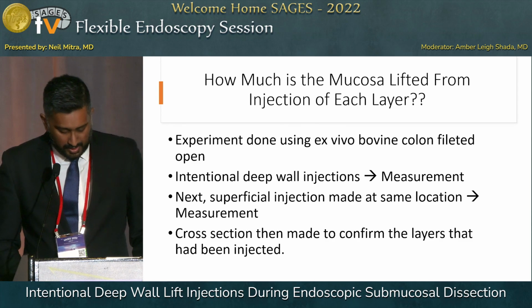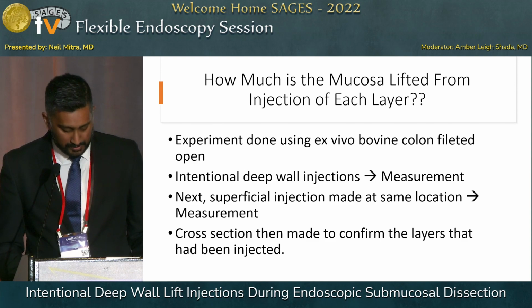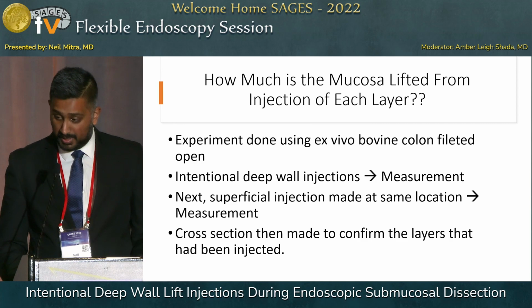To get some idea of how much elevation is obtained from a deep and superficial injection, a study was done using the ex vivo bovine colon model. Bowel thickness measurements were made after intentional deep lift and superficial injections. Cross-sections were then made to confirm which layers had been expanded.